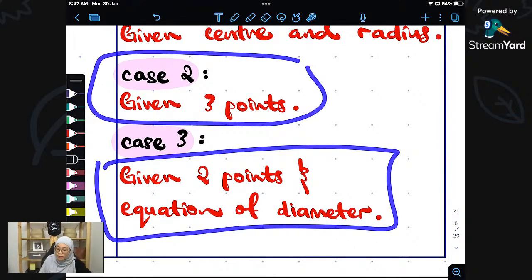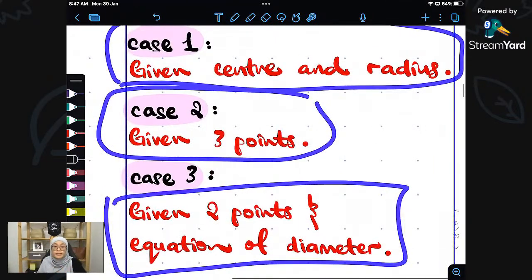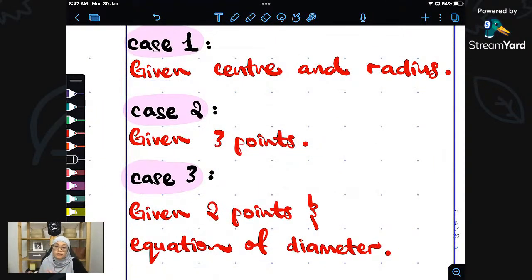Ikut kategori soalan masing-masing. So dalam silibus kita hanya akan ada bagi you all 3 kategori soalan ini sahaja. So you don't have to panic because I have divided into case 1, case 2, case 3 so that you easily know what's in your syllabus and all.